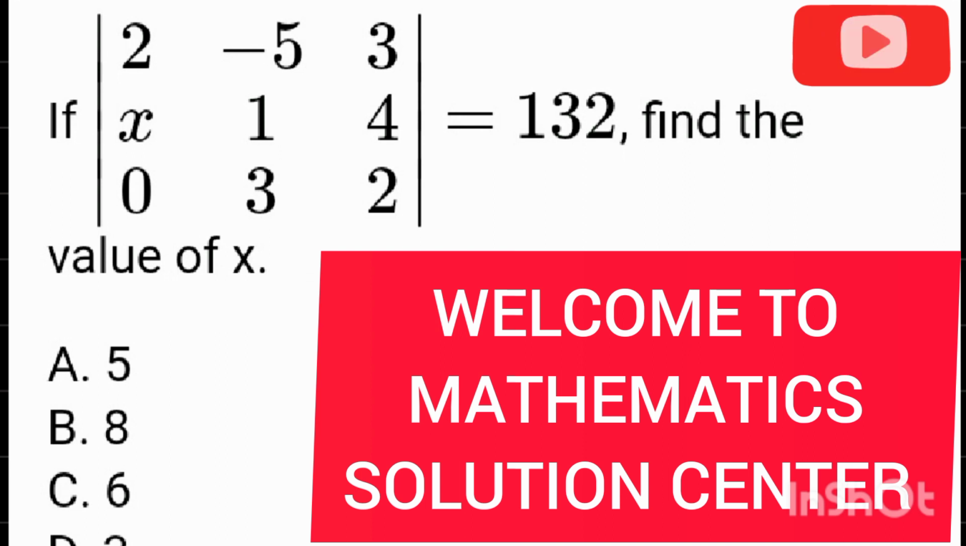Class. Today we are going to be looking at a question that says: if the determinant of the matrix with rows 2, -5, 3; x, 1, 4; 0, 3, 2 is equal to 132, find the value of x.